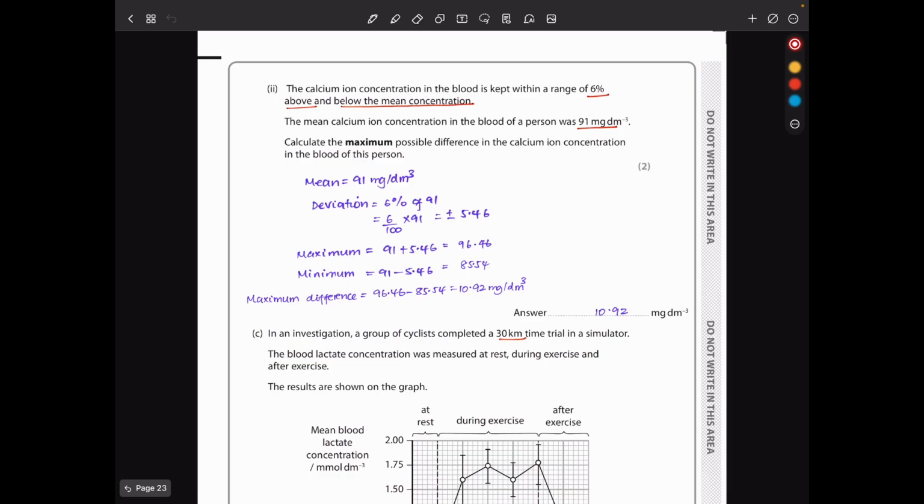So if 6% is the range within which we keep the concentration, the deviation should be 6% of 91, which is 6 over 100 times 91, gives us 5.46. But this is a plus or minus, meaning to 91, when we add 5.46, we get the maximum value, and when we subtract 5.46, we get the minimum value. The maximum possible difference between the two values is the maximum minus the minimum, giving us 10.92 milligrams per decimeter cubed as the answer.